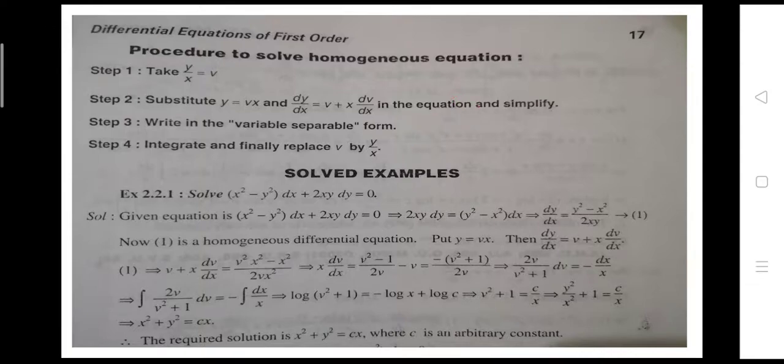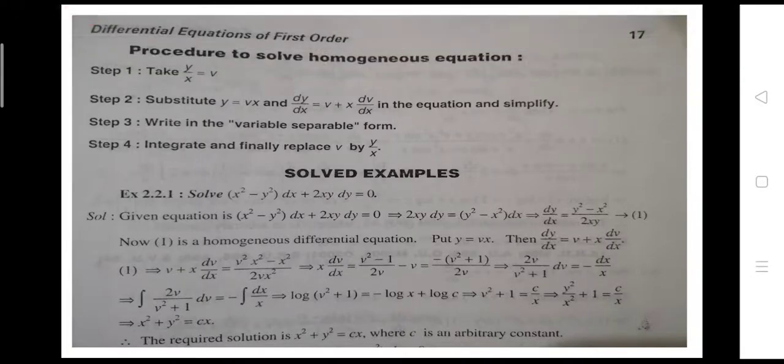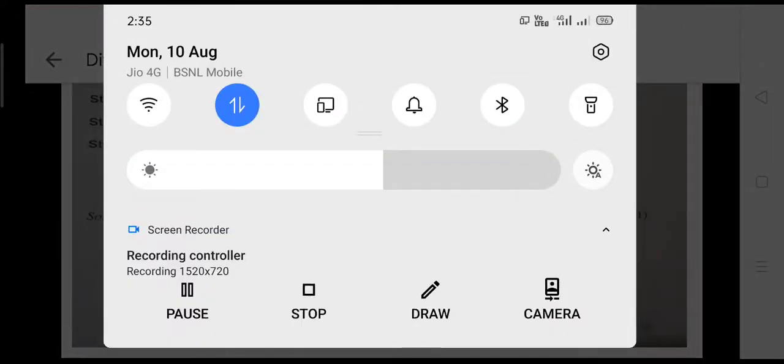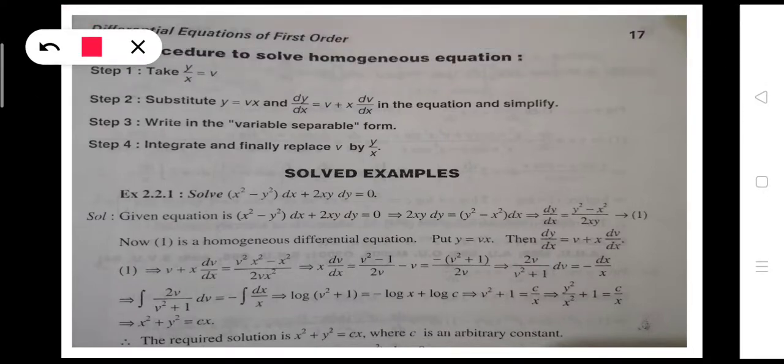Now example: solve (x square minus y square) dx plus 2xy dy is equal to 0. Now here, is the given differential equation homogeneous or not? First check the given differential equation. Now it is written as dy by dx is equal to f of x comma y by g of x comma y, that is, dy by dx is written as (y square minus x square) by 2xy.